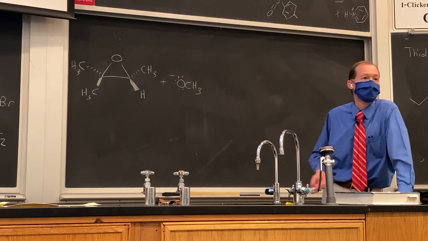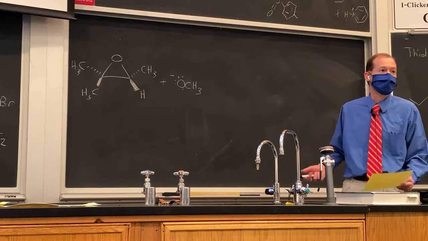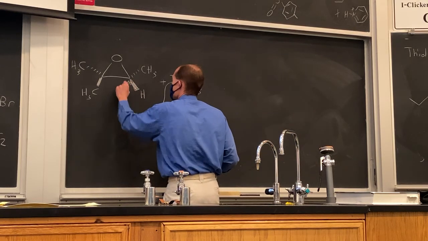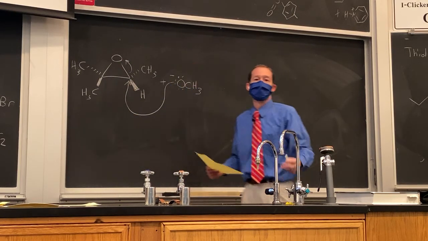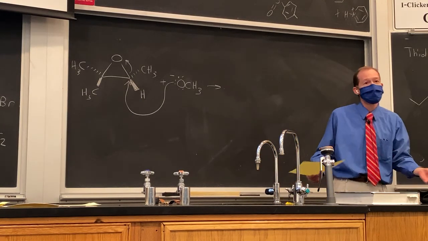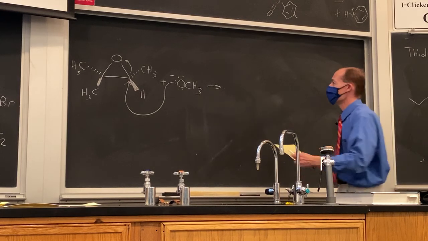Okay, the one with the hydrogen. Why? Less substituted, less hindered. Exactly. So because it's SN2, our nucleophile attacks the less substituted carbon of our epoxide. What do we know about the stereochemistry of that process? It's going to be inversion. Okay.